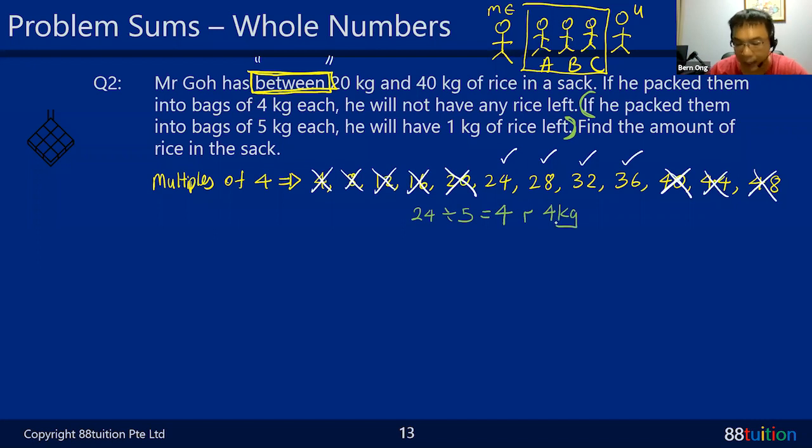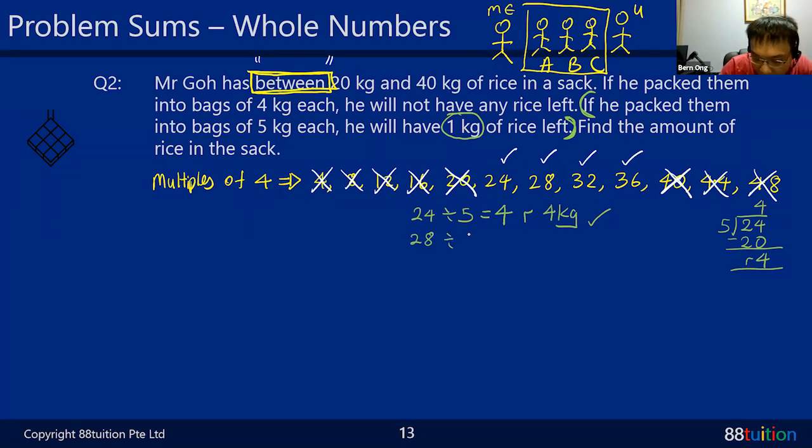Do you know how to divide? I hope so. If you don't know, this is the working: 5 times 4 is 20, 24 minus 20 is 4. So it's 4 remainder 4 kg. But is that what the question wants? No, the question wants remainder 1 kg. So 24 is wrong. Let's try 28.